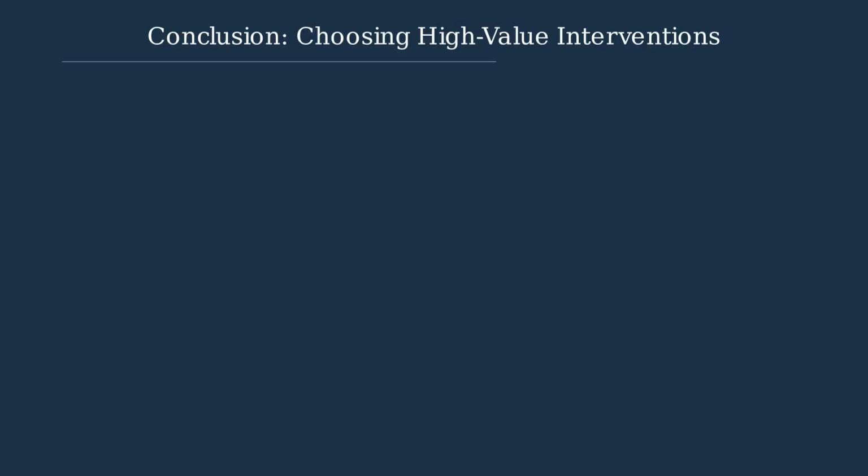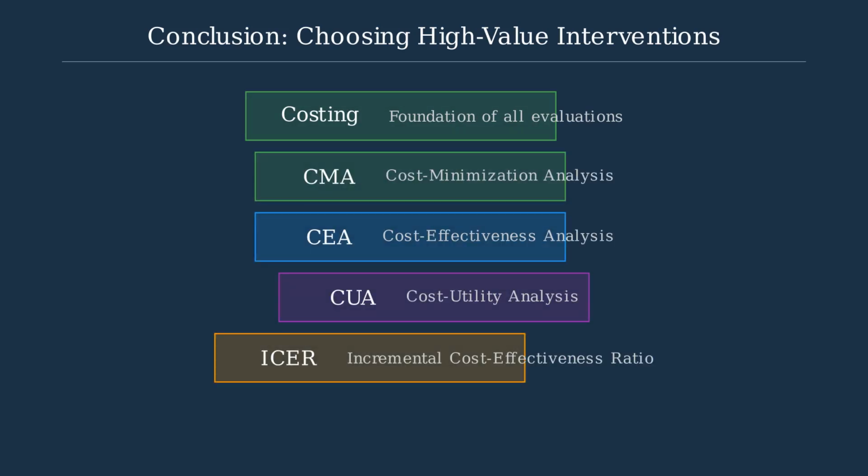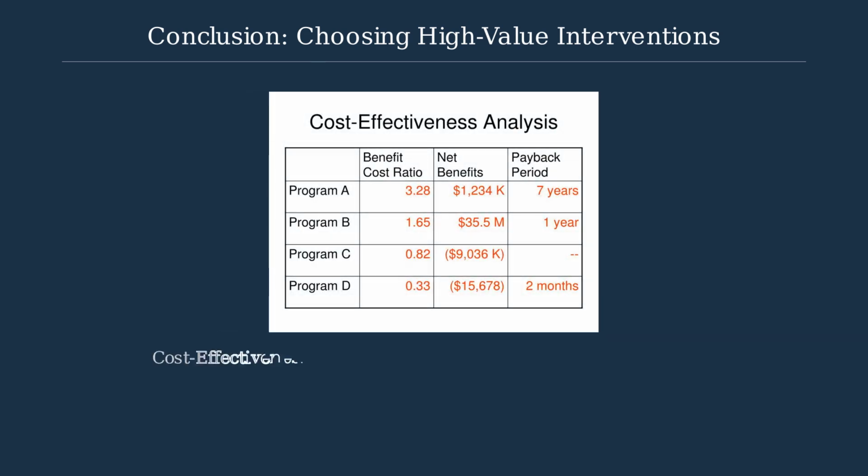Throughout this series, we've explored various economic evaluation methods for public health interventions. We've covered 5 key methods: costing, which forms the foundation of all evaluations; cost-minimization analysis; cost-effectiveness analysis; cost-utility analysis; and the incremental cost-effectiveness ratio. Economic evaluation guides the efficient use of limited health budgets.